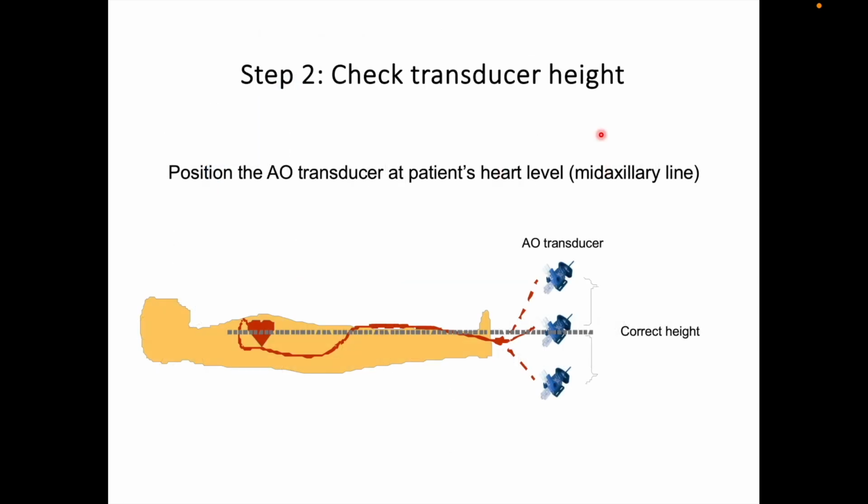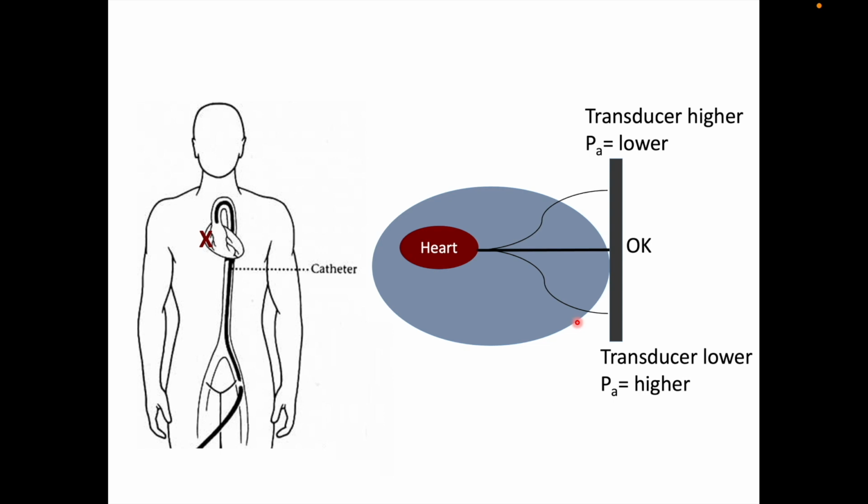Now, the other thing you want to look at is the transducer height. The transducer height has to be at the heart level, that is the mid-axillary line level. So this is the correct height which is shown here, and the other two heights are incorrect. So what happens? If you move the transducer higher above the heart level, the PA will go lower. And if you move the transducer below the heart level, the PA will go high.